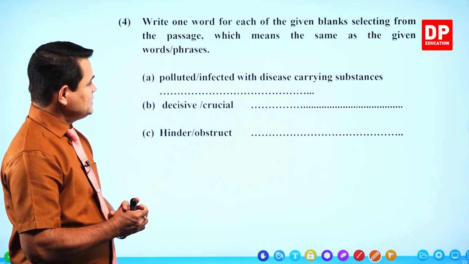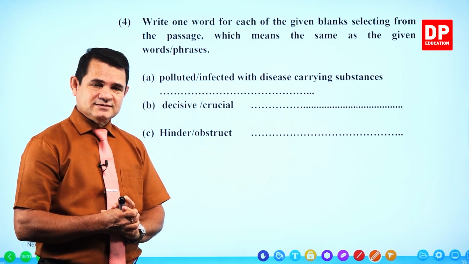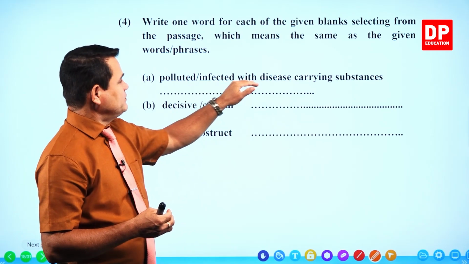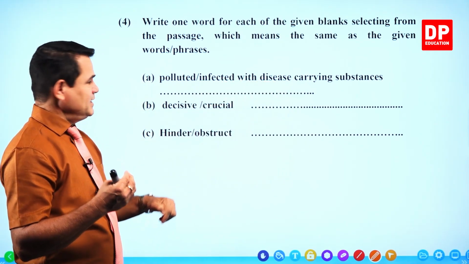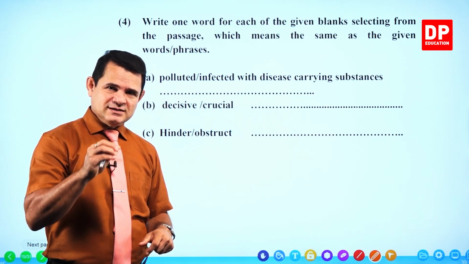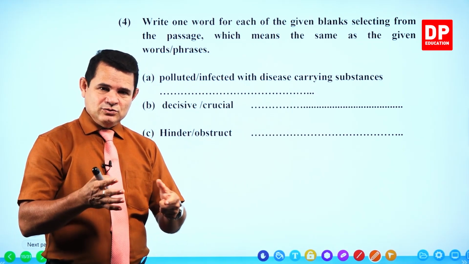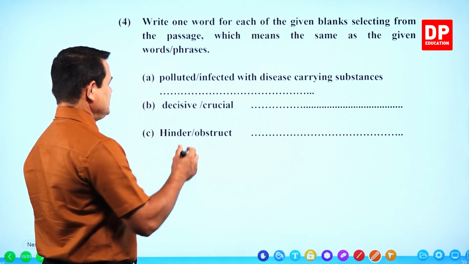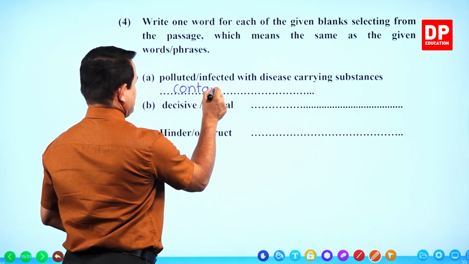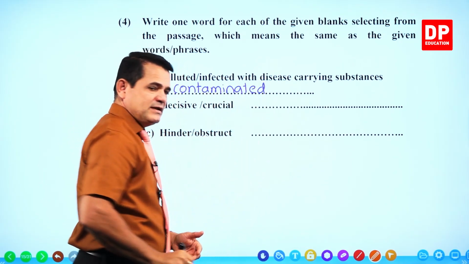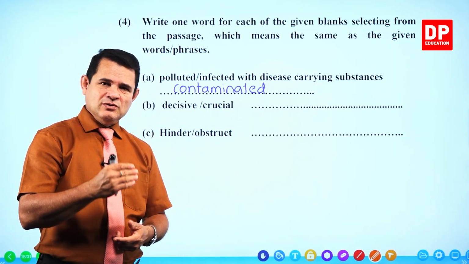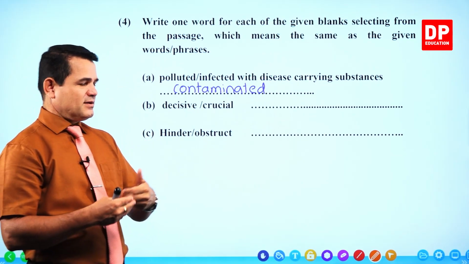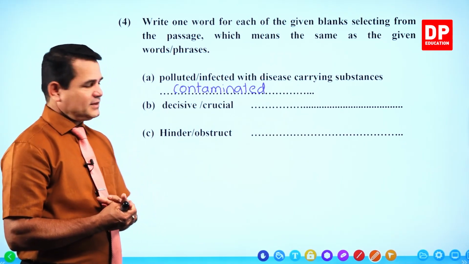Polluted or infected with disease carrying substances. That means polluted, contaminated. Food that carries diseases. That means we call it contaminated, no? We found the word contaminated in the paragraph. So contaminated food means food that is not suitable for consumption, spoiled, outdated. Right. Next one.